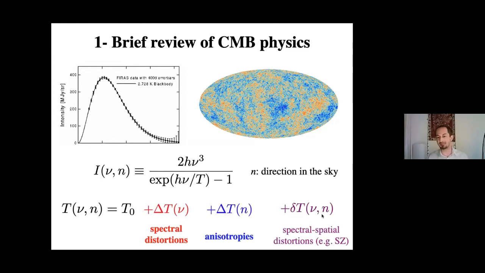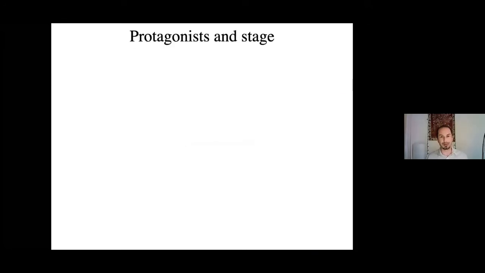And finally, there is a piece which can depend on both spatial directions and frequency, and those are spectral spatial distortions, which we will not talk about here, but one example would be the Sunyaev-Zeldovich spectral distortions due to clusters. Okay, so this is just to set the language here. So, the protagonists and stage of the story we're going to be talking about.